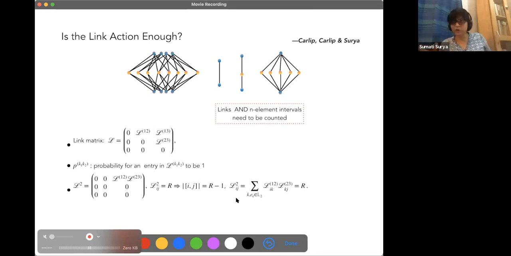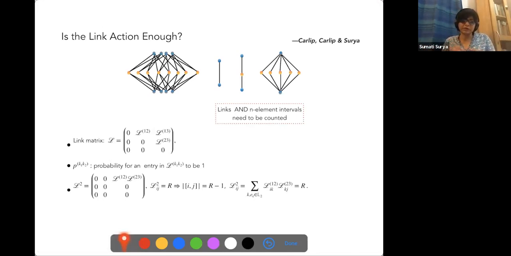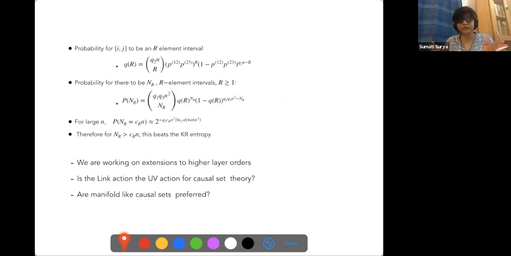And so if I then look at this matrix, all of these are just zeros and ones. So if L squared ij is R, then that means only R of these terms have both entries equal to 1, right? Because they're just made up of zeros and ones. And so the counting becomes really easy, and you can find the probability for an interval to be an R element interval just by very simple combinatorics. And then the probability for there to be n_R R element intervals, as long as R is greater than 1, or maybe I meant 0. Sorry, since this work is new, my notation is constantly shifting. I might have made an error here. But this is the probability for there to be that many n_R R element intervals, okay? So it's just simple combinatorics. I haven't done anything spectacular here.